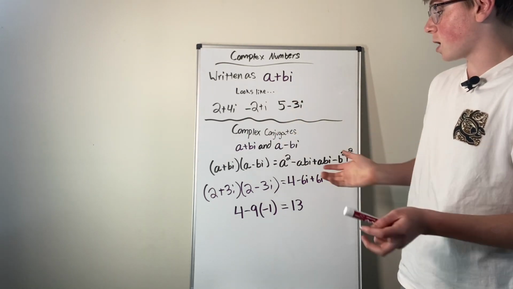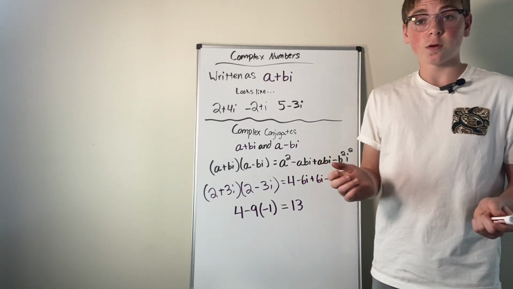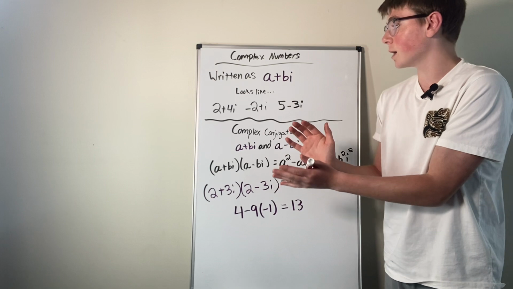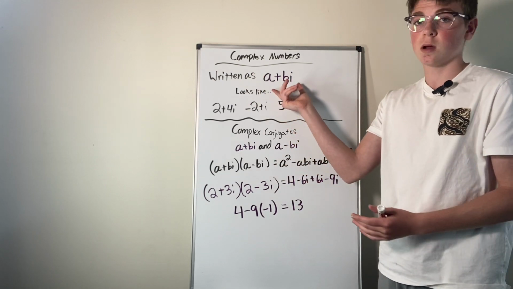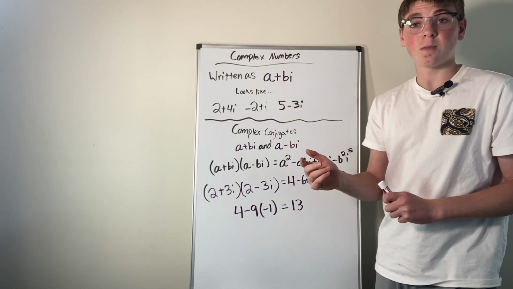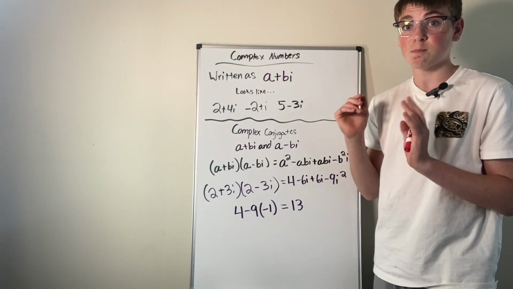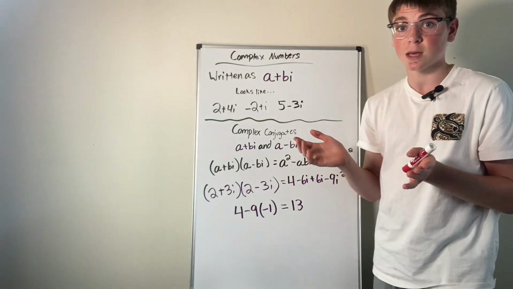So let's talk about complex conjugates. What are they? Well, if you have a plus bi, you just have a complex number. The complex conjugate of that would be a minus bi. So a stays the same and b stays the same. i is always the same.